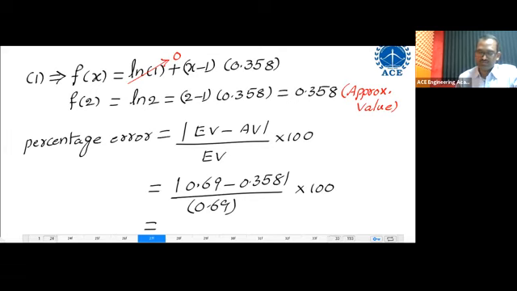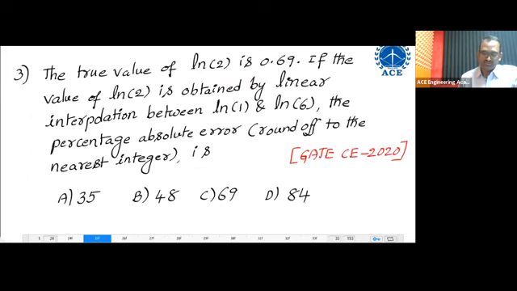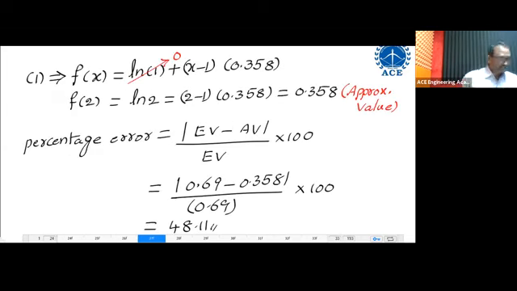Answer 48.11. Fine. 48.11. So option B is the right answer. We'll continue after the break.